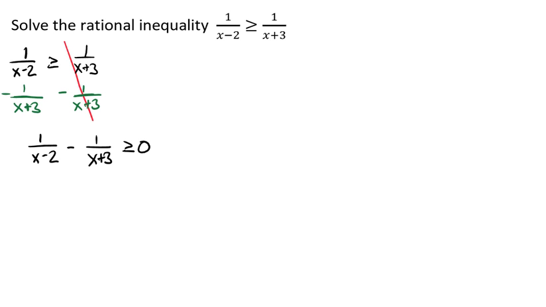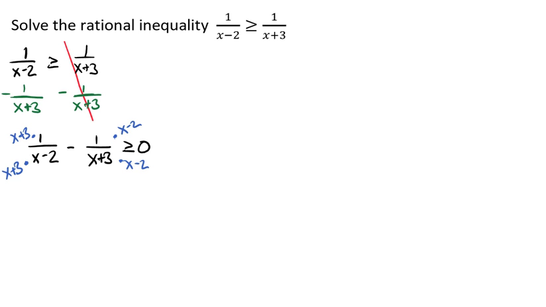Doing so gives us 1 divided by x minus 2 minus 1 divided by x plus 3, all greater than or equal to 0. And then from here we want to get common denominators. So we see that one denominator is x minus 2, and the other denominator is x plus 3. So we're going to take our first fraction and multiply both the numerator and the denominator by x plus 3. And we're going to take our second fraction and multiply the numerator and the denominator by x minus 2.